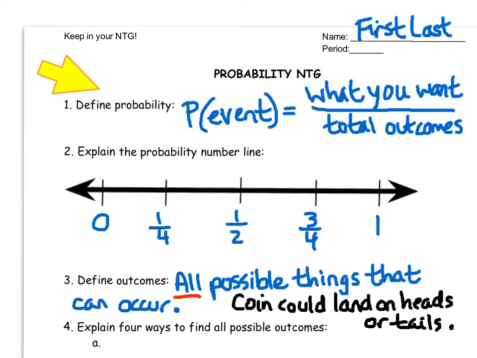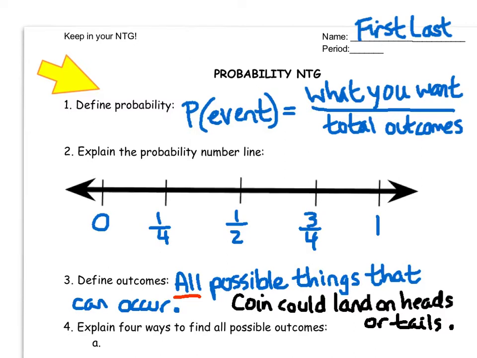Boy, did I hear you loud and clear that people really felt it would help if we do small note-taking guides, even when we are trying some of these new activities. Okay, so take a look at probability, defining probability.